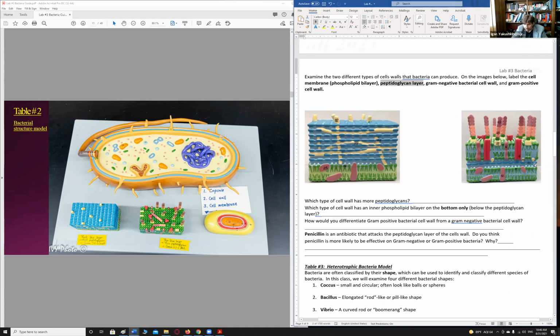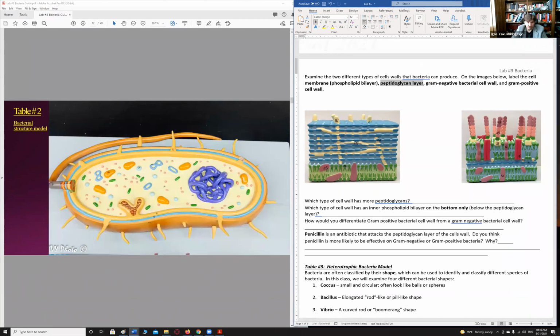Do we have a peptidoglycan layer in the gram-negative bacteria? Yes, right here.